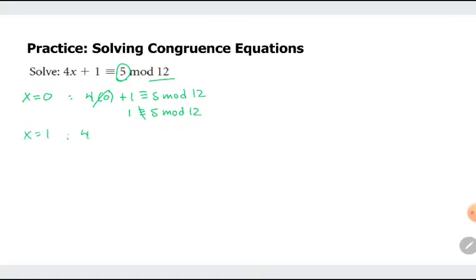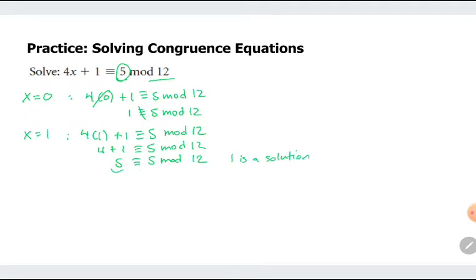Now x equals 1. 4 times 1 plus 1 is congruent to 5 modulo 12. So this is 4 plus 1, which is congruent to 5 modulo 12. 5 is congruent to 5 modulo 12. So obviously this is a solution. So 1 is a solution. They're a pair, 5 and 5. So 5 divided by 12, you will get a remainder of 5.